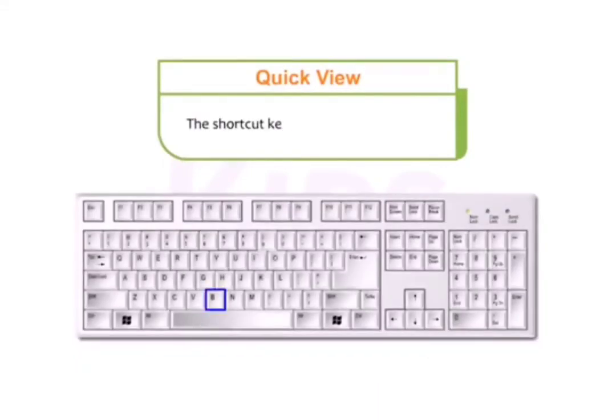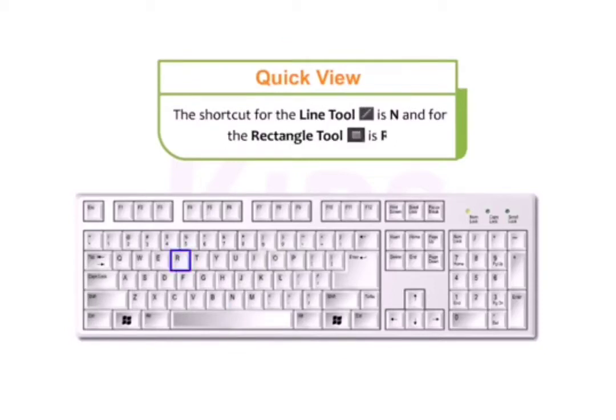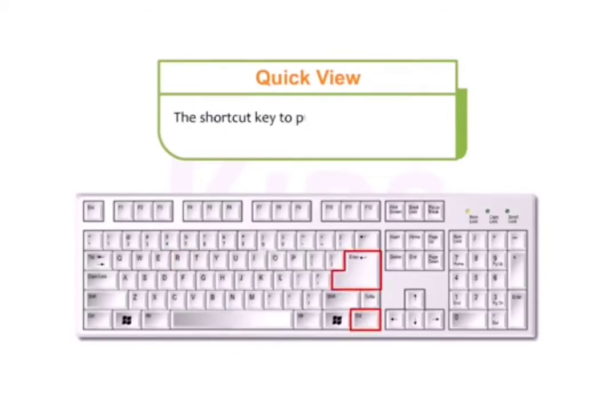Quick view. The shortcut key of the brush tool is B. The shortcut of selection tool is V. The shortcut for the pen tool is P. The shortcut of the oval tool is O. The shortcut for the line tool is N and for the rectangle tool is R. The shortcut key to preview the animation is Ctrl plus Enter. The shortcut for ink bottle tool is S and for paint bucket tool is K.